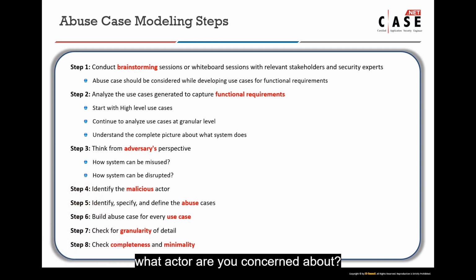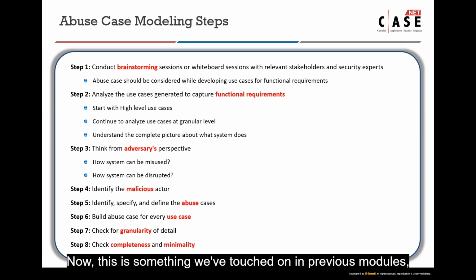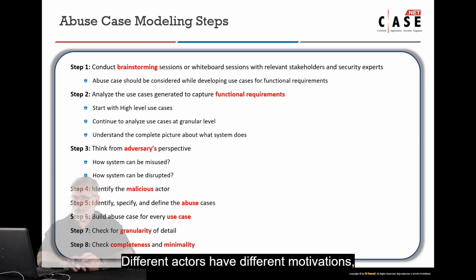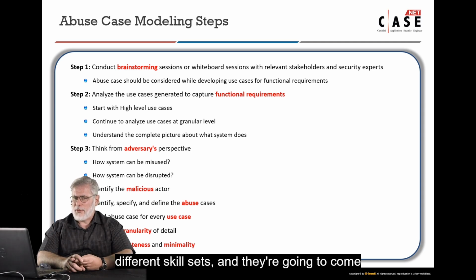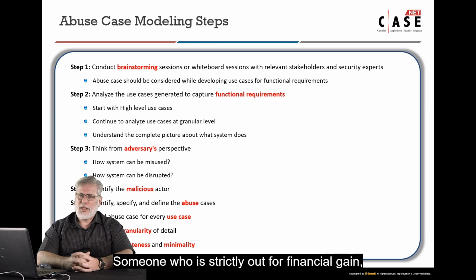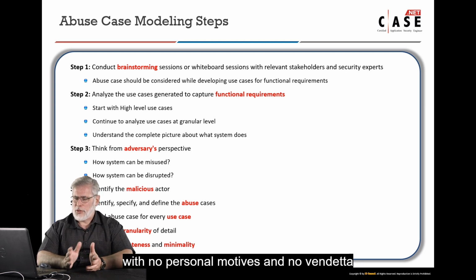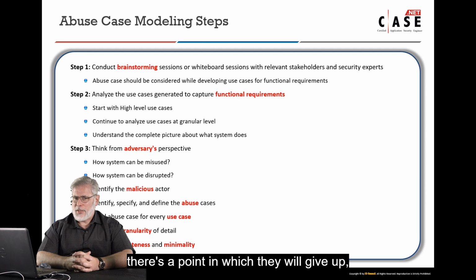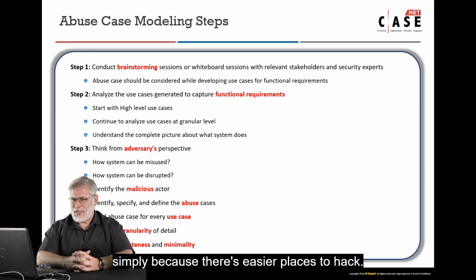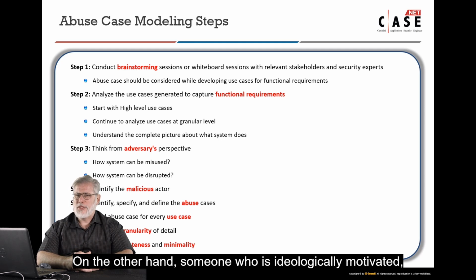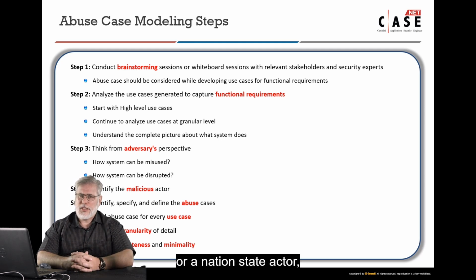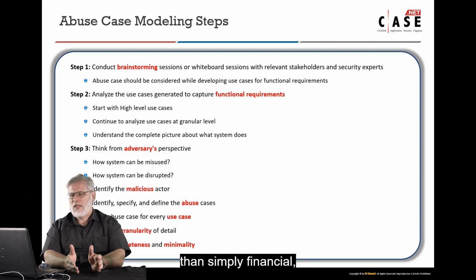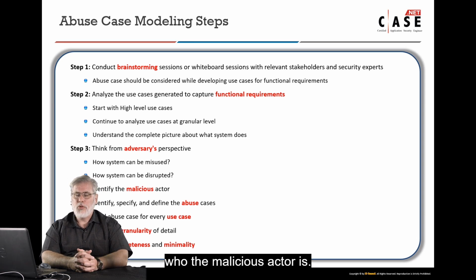Identify the actor. What actor are you concerned about? Now, this is something we've touched on in previous modules, but it's really important. Different actors have different motivations, different skill sets, and they're going to come at your system in different ways. Someone who's strictly out for financial gain, with no personal motives and no vendetta against your organization, there's a point at which they will give up simply because there's easier places to hack. On the other hand, someone who is ideologically motivated or a nation-state actor is probably not going to give up because they have a different motive than simply financial. That's just one example of how you should understand who the malicious actor is.